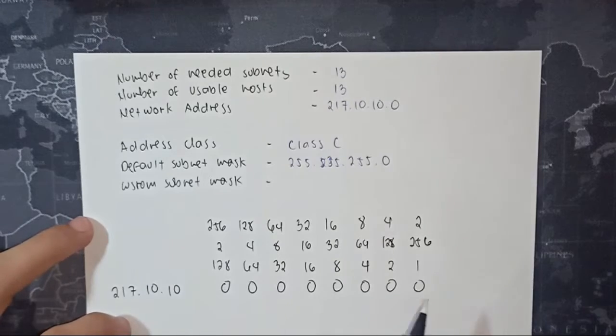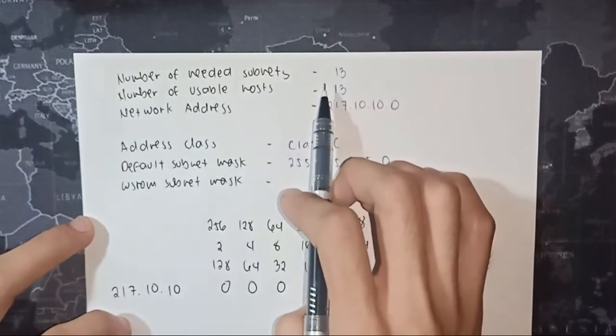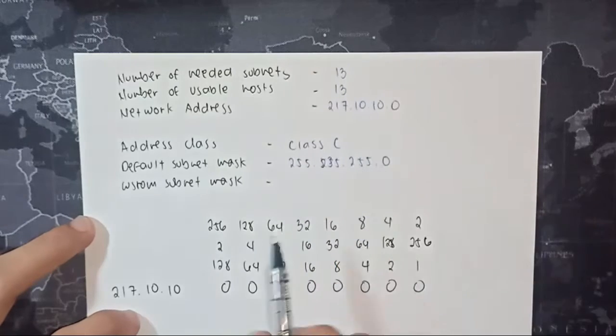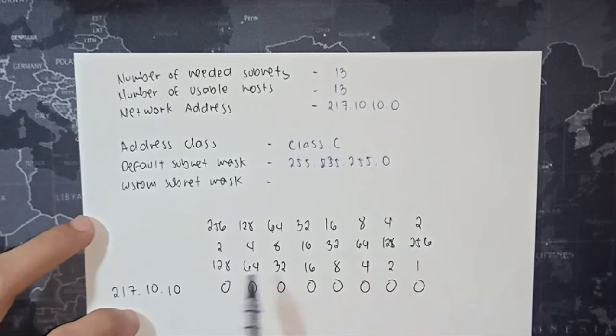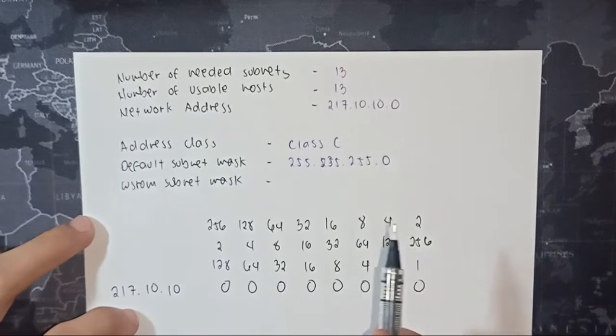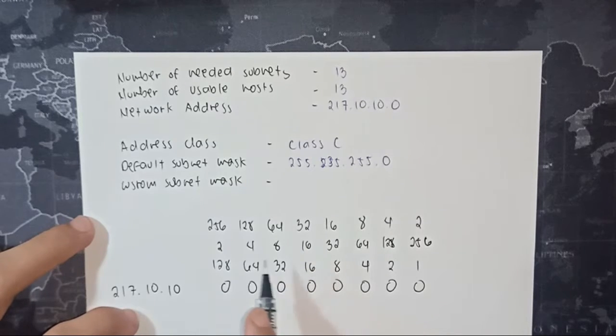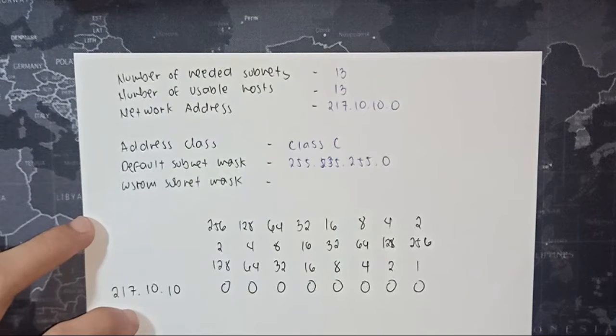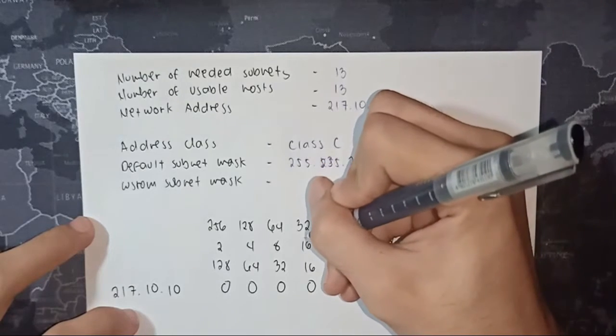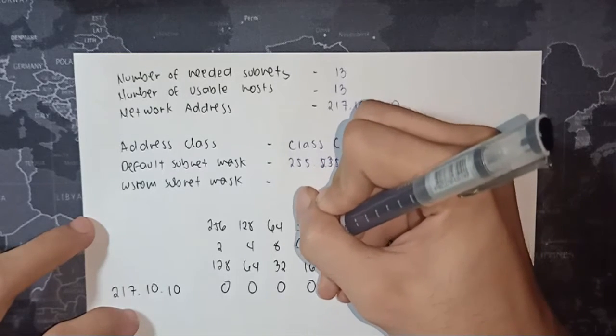Now we have this table. We are now going to look for the number of needed subnets, which is 13. In this line, in the number of subnets, we're going to find the number 16. But in this case, there is no specific number 13, so we have to find the nearest number after the 13, which is 16. So we're just going to encircle it.